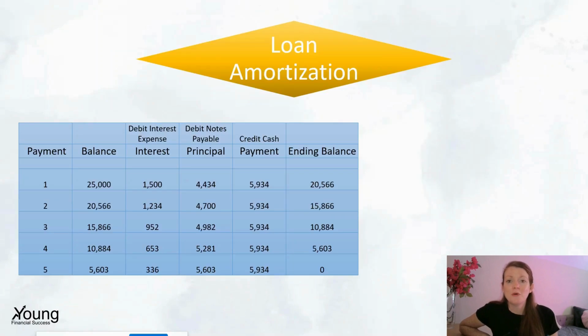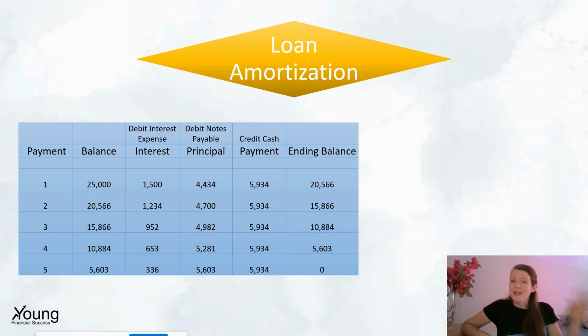So here's an example of a loan amortization chart. And these are things that you can find online and play around with, but I thought it might be helpful. So with a loan amortization chart, we've got the beginning balance. It was 25,000. Then we calculated the interest based on the 6% of that 25,000. Then we're going to take the difference of the payment, the 5,934 that we calculated originally, minus the interest.